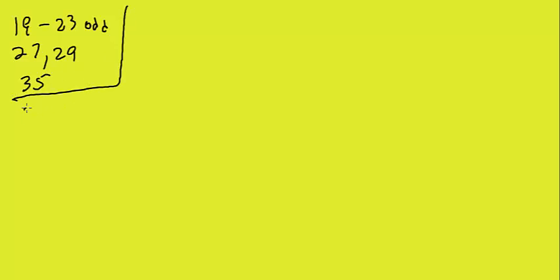Okay, let's go from 19 through 23 odd, 27 and 29 and 35. That's what I gave you. What we got? 29, 21. Jasmine. Got it? Is that it?